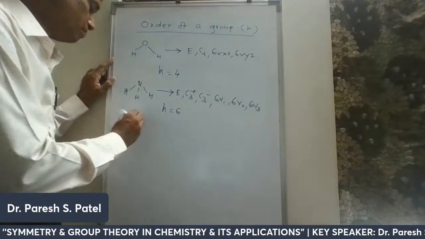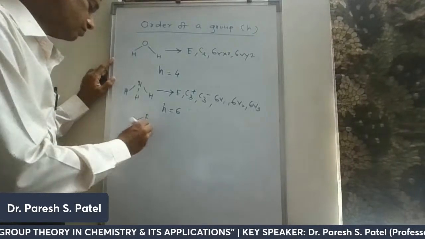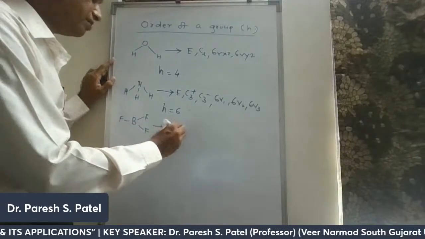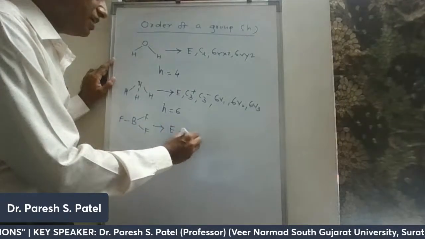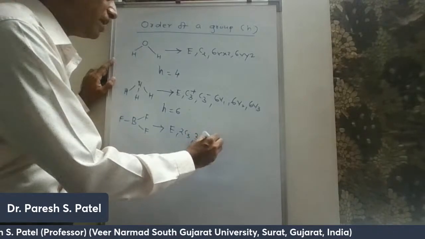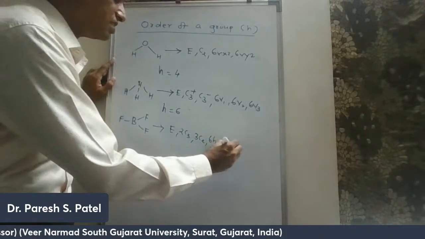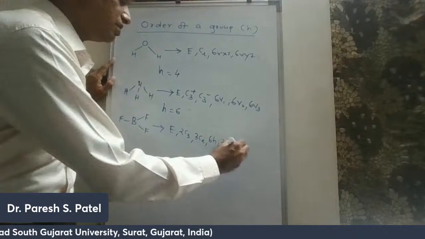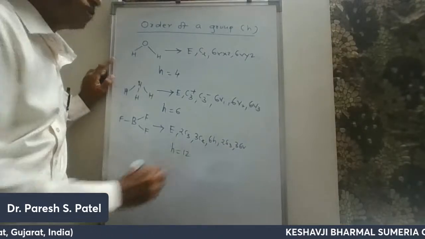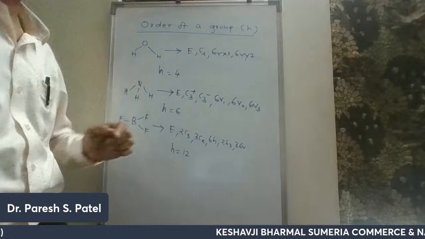In case of the BF3 molecule, it consists of E, twice C3 as C3 plus and C3 minus, 3 C2, sigma H, twice S3 and 3 sigma V. So in case of the BF3 molecule, the order of the group is equal to 12.